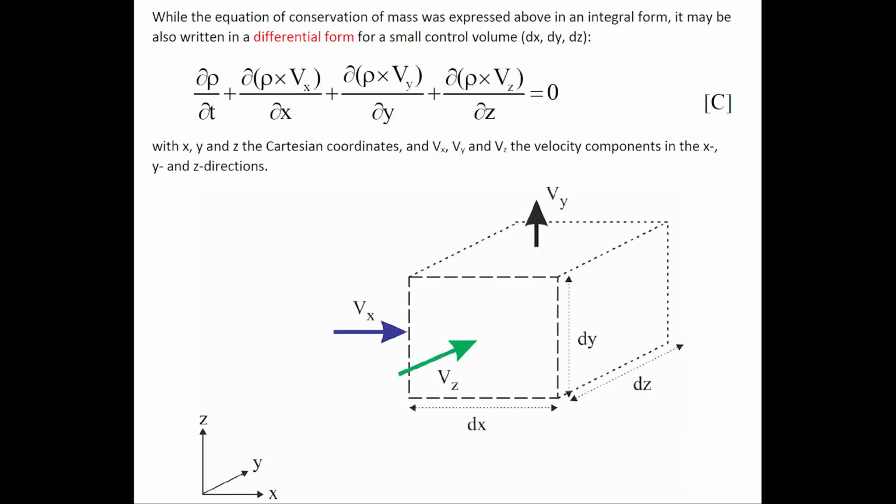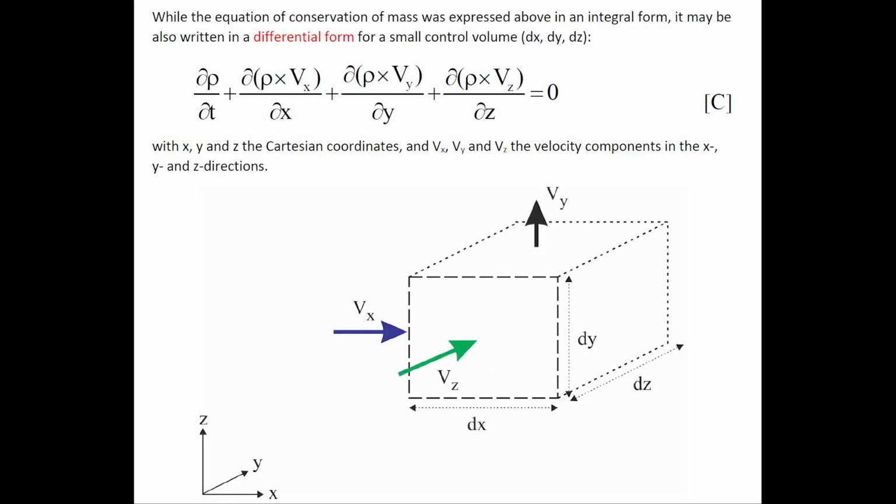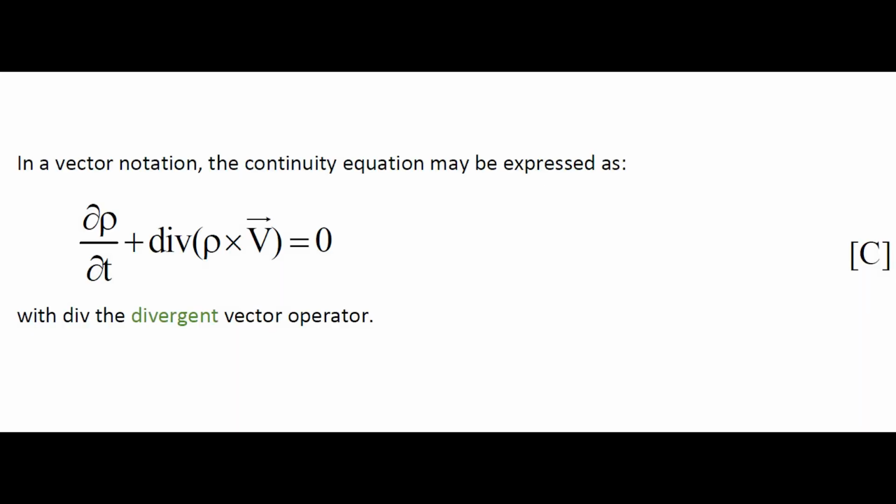The equation of conservation of mass can also be presented in a differential form for a small control volume, dx, dy, dz, shown here with ρ, the density of the fluid, and vx, vy, vz, the velocity components in the x, y, and z directions. This can also be expressed mathematically in a vector notation, shown here, with the variation with time of the density, plus the divergence of the product of the density by the velocity vector, being equal to 0.